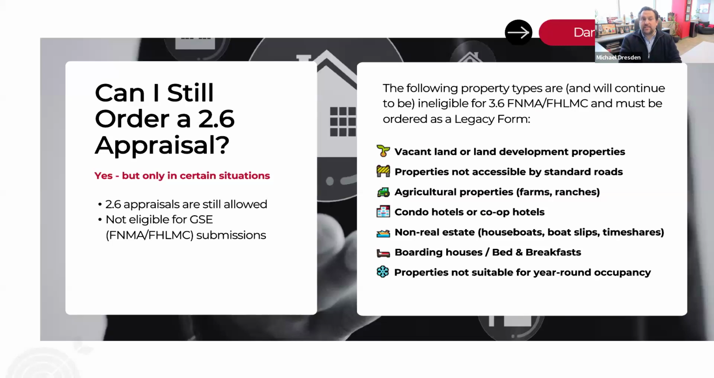So question might be, can I still order a 2.6 appraisal going forward? The answer is yes, but it's going to be in certain circumstances. So think properties that are ineligible for Fannie and Freddie. Those are still going to be available in the 2.6 system. Think about any transactions not being sold to Fannie or Freddie. If you work with different investors, they may still allow 2.6.